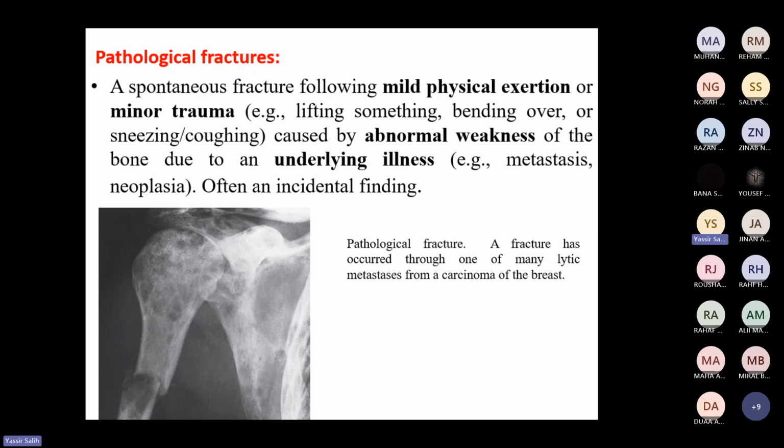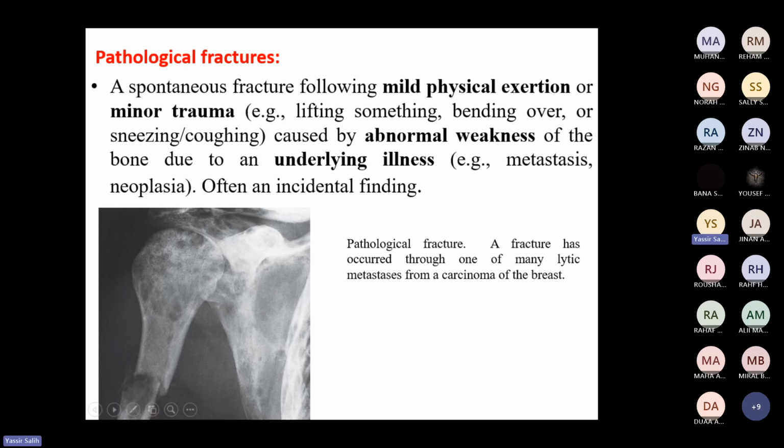So this bone is unhealthy. This bone is weakened by the metastasis. So with mild trauma, this patient may develop a fracture. That is why this fracture occurred. We call it pathological because it occurs in abnormally weak bone.